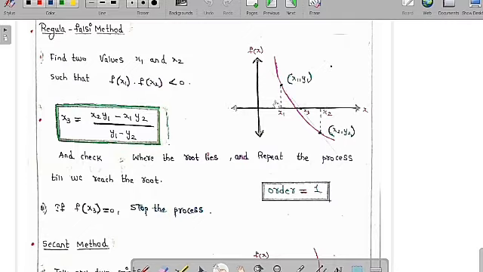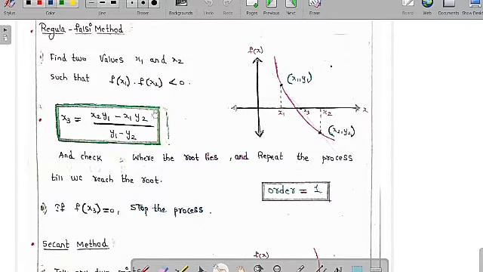So simply what I am trying to say is, take 2 points x1 and x2, and always choose x1 and x2 in such a way that f of x1 and f of x2 is less than 0, and then with the help of these 2 points draw a straight line and figure out the value of x3 by using this formula, and then substitute here f of x3. If it is 0, then that is the root, otherwise you have to repeat the process till you get the solution.